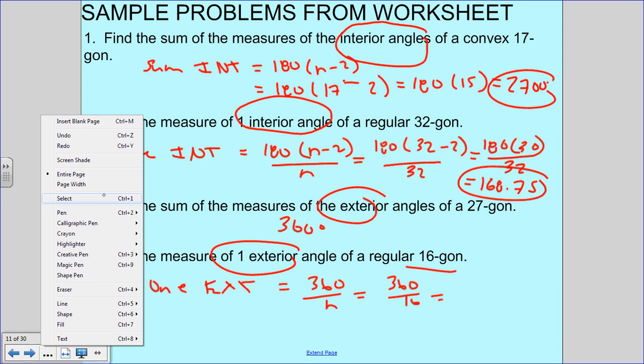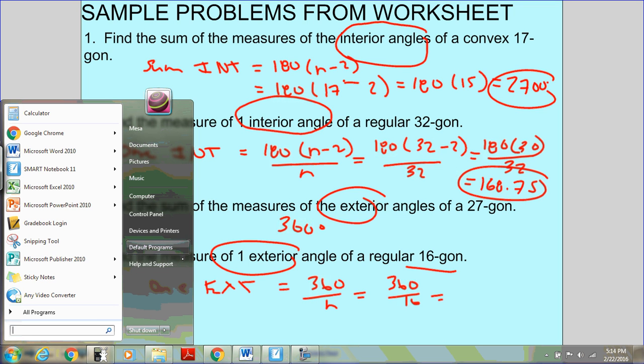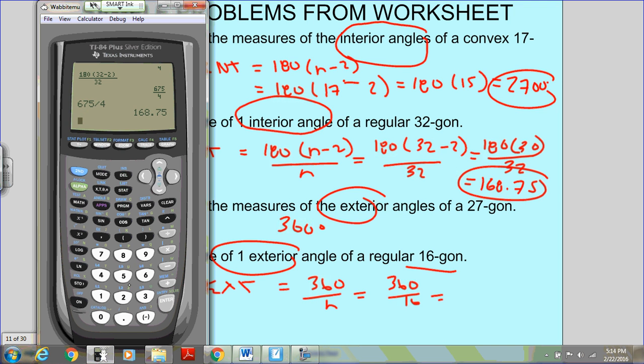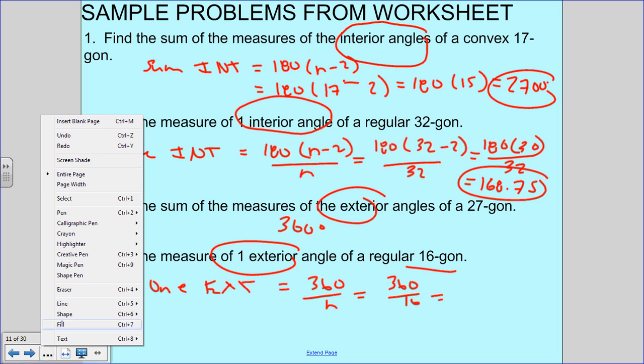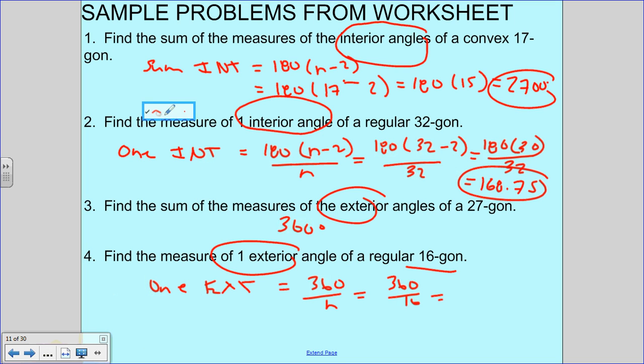Grab our handy dandy calculator. 22.5 degrees. Boom. Forgot my degree symbol. Gotta have that degree symbol.